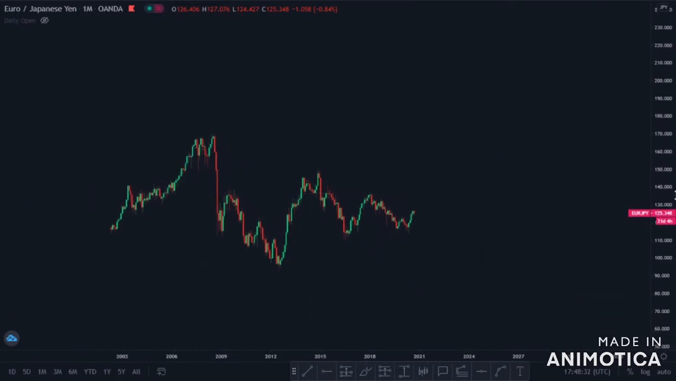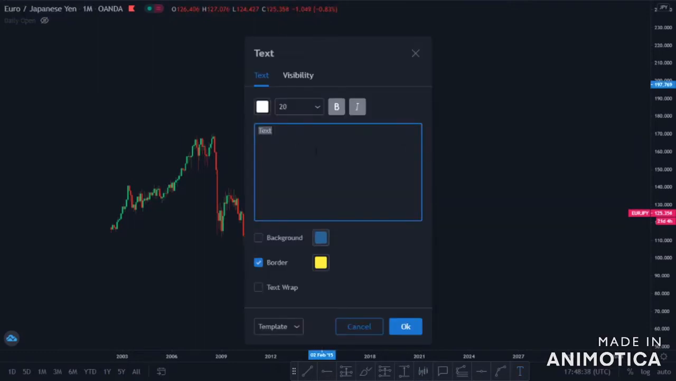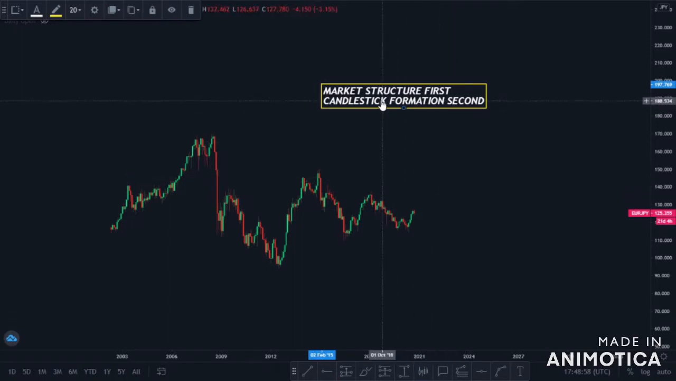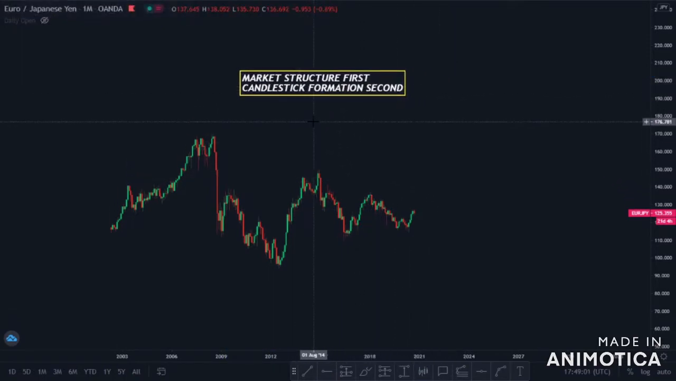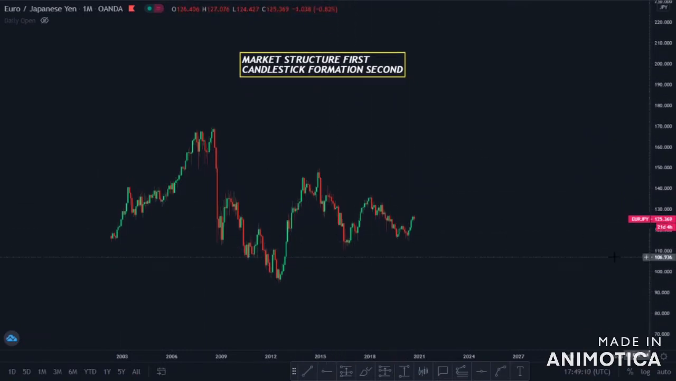before we start, I just wanna type this out so you guys can take note of this. Alright, so with this, just keep that in mind, guys. Whenever you're analyzing, the market structure comes first, alright, and then the candlestick formation second. Alright, so your candlesticks are always secondary and the market structure always comes first.